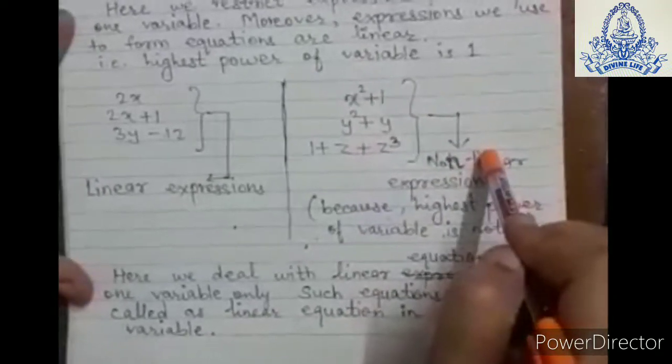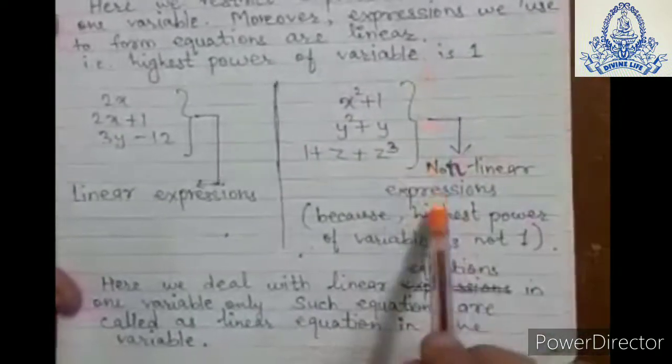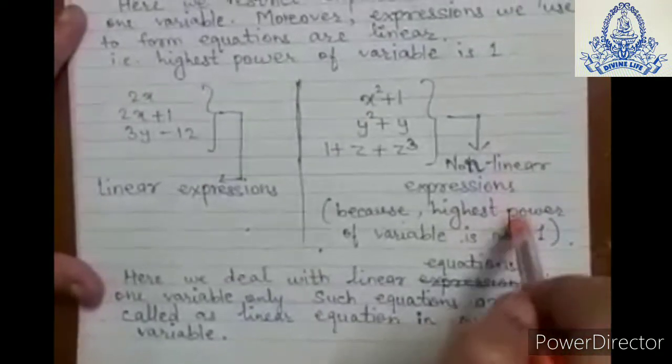Now see this: x square plus 1, y square plus y, 1 plus z cube. Although they are expressions, they are not linear. Why not linear? Because the highest power of the variable is not 1. Here it is 2, here it is 2, here it is 3. So we cannot say these are linear expressions. These are non-linear expressions.